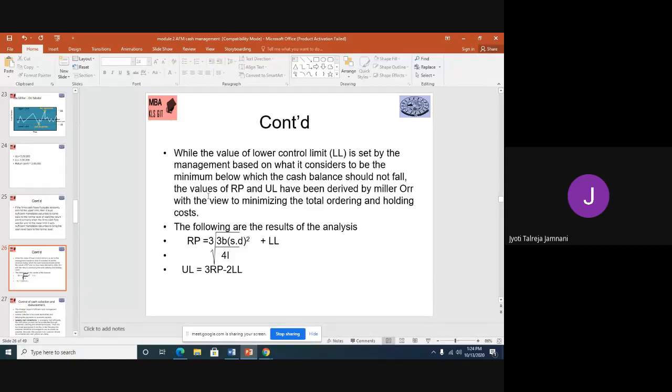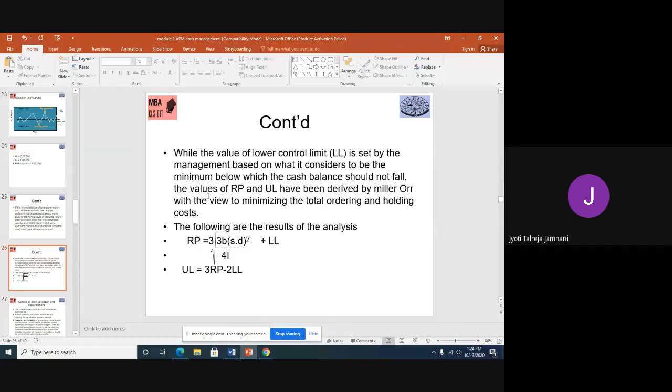The value of the lower limit is set by the management based on what it considers to be the minimum below which the cash balance should not fall. So the lower limit is how much minimum I should have. That is set by the management. That cannot be calculated. In my example, I told you the minimum can be 1 lakh.